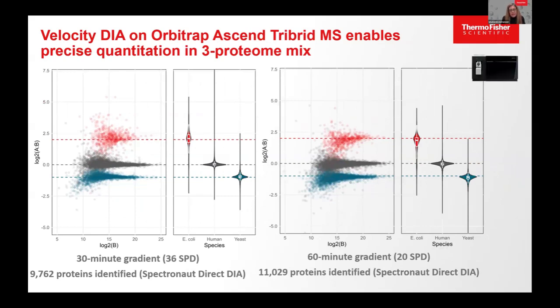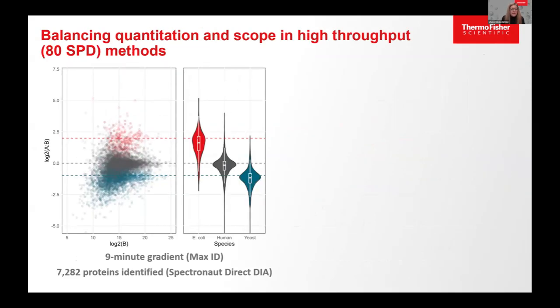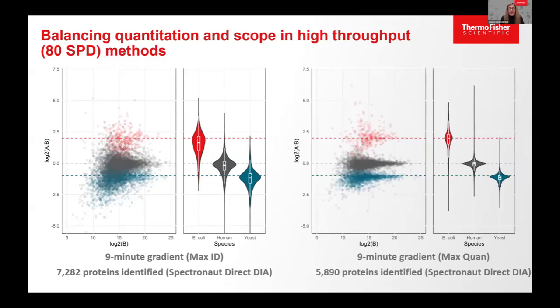The same performance we have seen with a little bit higher IDs on the Ascent instrument. Again, Ascent is really perfect for the TMT approach, but you can also do DIA on any Orbitrap that you want. It's the same thing on the 9-minute method, the same profile that you see, better with the max quant method workflow versus the max ID method.